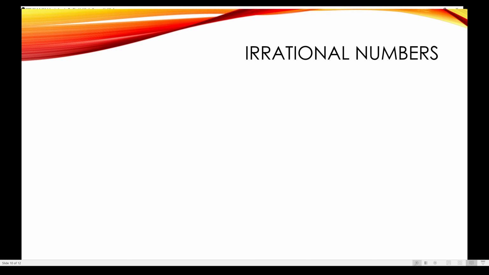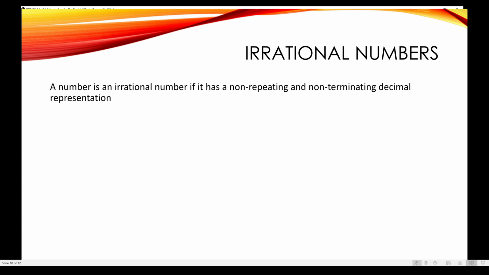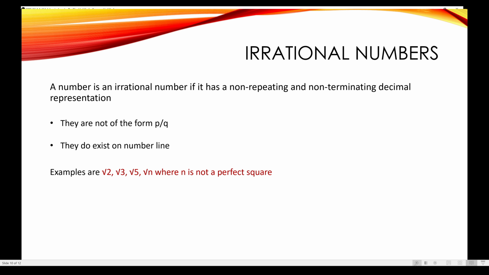Hello students, in the last class we introduced irrational numbers. A number is an irrational number if it has non-repeating and non-terminating decimal representation. They are not of the form p by q where p and q are integers and q is not equal to 0. P by q is only the property of a rational number and not an irrational number.